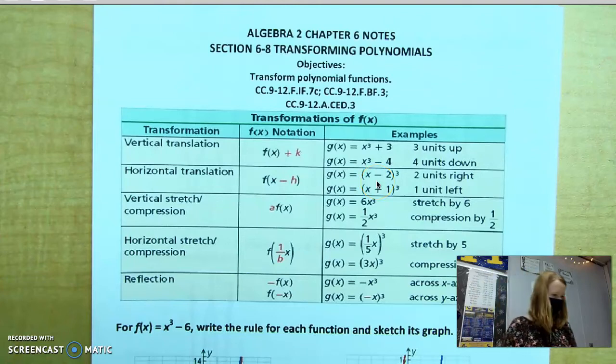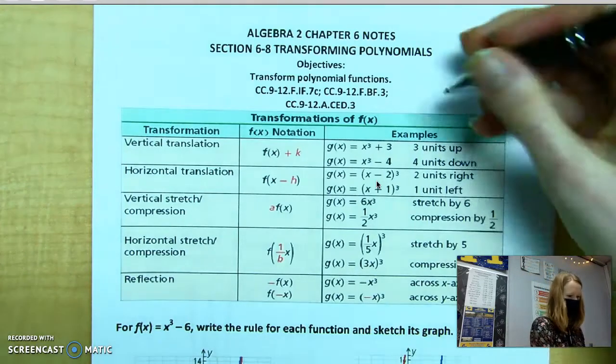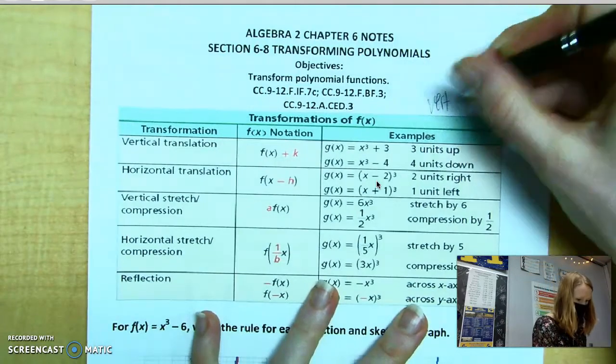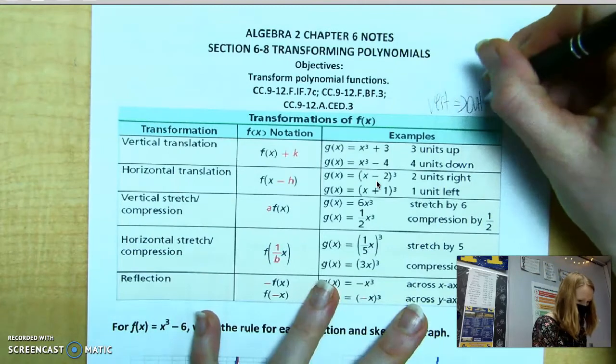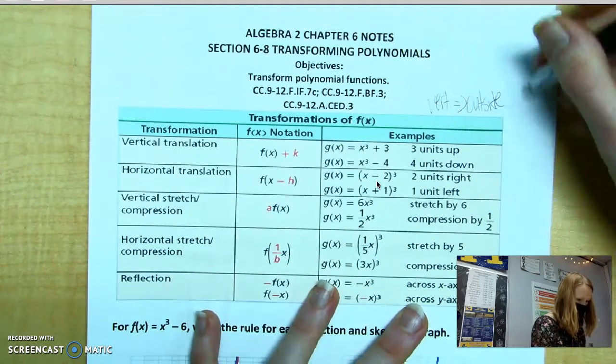Hi guys, so today's lesson is basically a review of things that we've already talked about this year. Yay for transformations, your favorite thing. But once again, the biggest thing that you need to remember is that vertical goes on the outside and that horizontal is with the x.